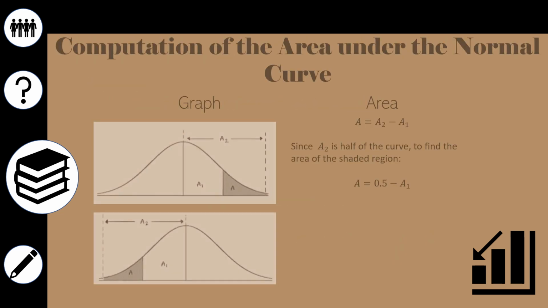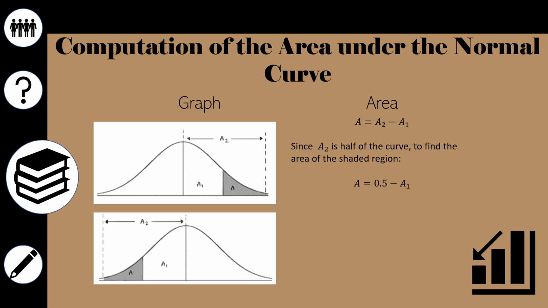Now that we understand how to find the area using the z-score in normal circumstances, how about other circumstances? Well, this would be A2. This is the half of the curve. Excuse my poor drawing skills. This is the half of the curve, A sub 1. And this is A. In order to find the shaded area, we must first get the value of both A sub 1 and A sub 2. And since A sub 2 will always be half of the curve, it can also be written as A equals 0.5 minus A sub 1.